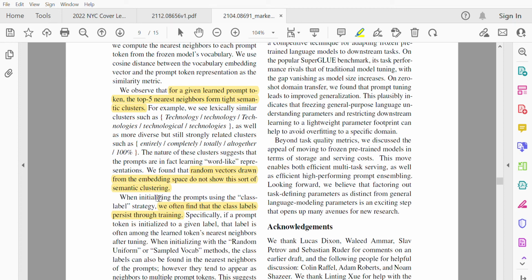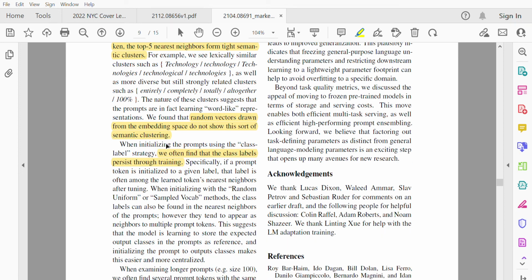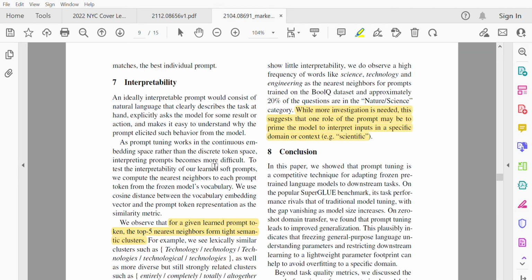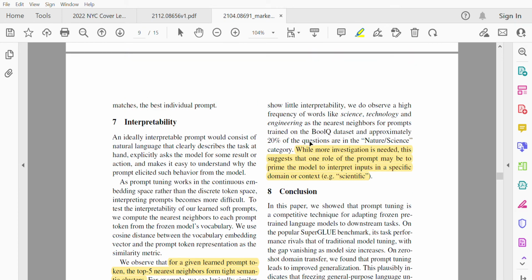The thing that I think is also interesting here is when they do that class label initialization, those persist throughout training, which suggests that that is a good way to build prompts. The conclusion that I think they find, I don't know if this is true, would love to discuss this more, is that they are saying that the prompt acts as a category determiner to give it some context for what it's supposed to do.